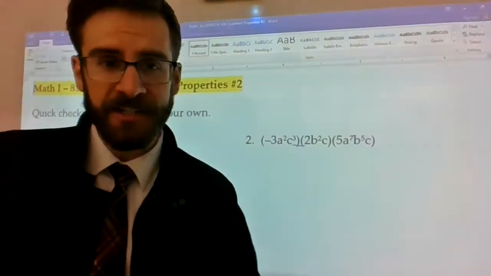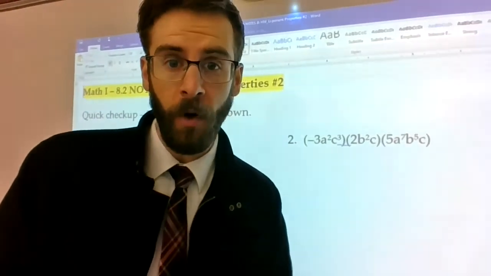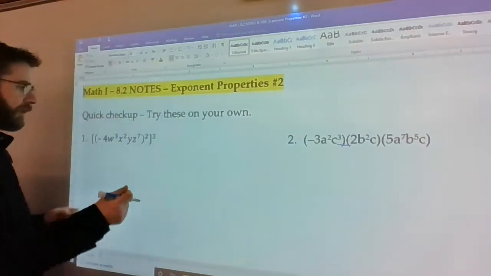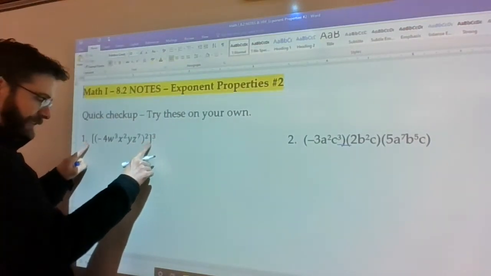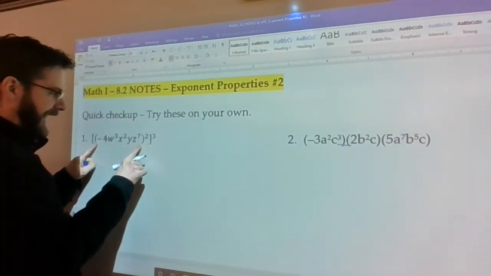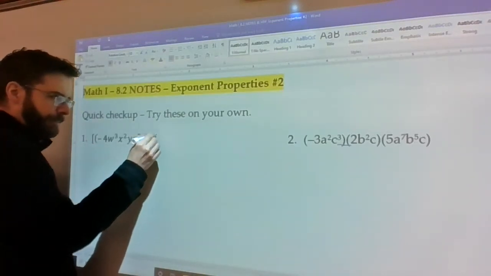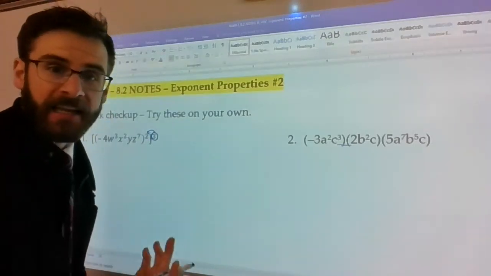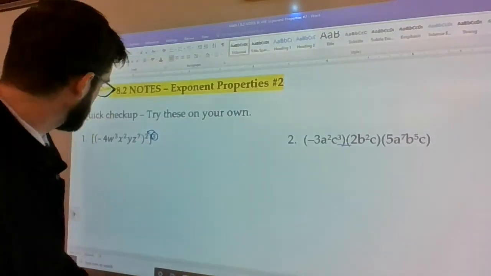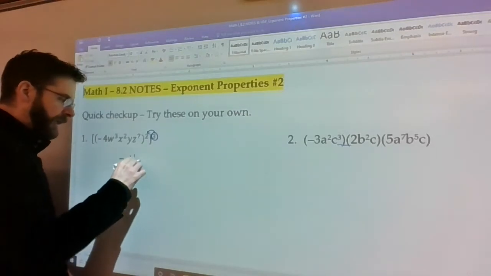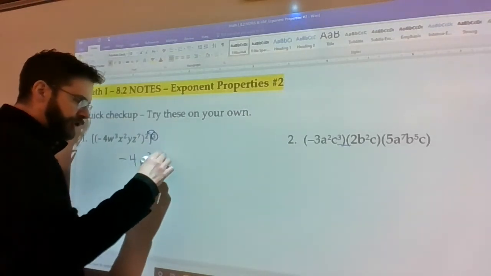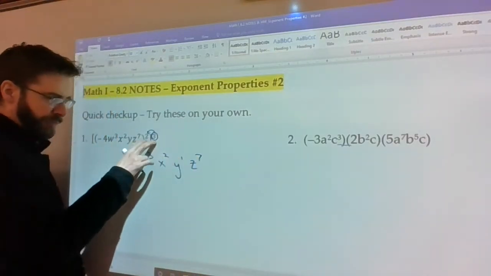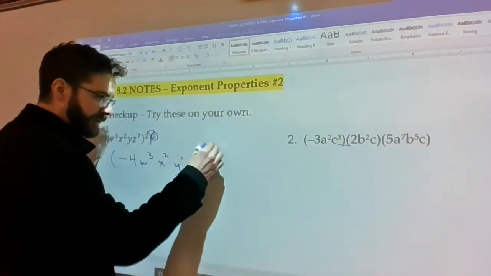All right, let's see if you guys have the right thinking on 8.1, because these are problems that you should have been able to do from that lesson. If you see brackets nested outside of parentheses, that instantly means that whoever is on the outside of the bracket is going to be multiplied by that number. It's still the power to a power property. So you're going to have negative 4, w to the 3, x to the 2, y to the 1, and z to the 7. All of that taken to the 3 times 2 power, which is 6.